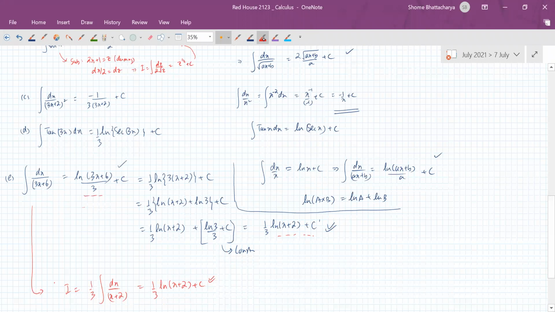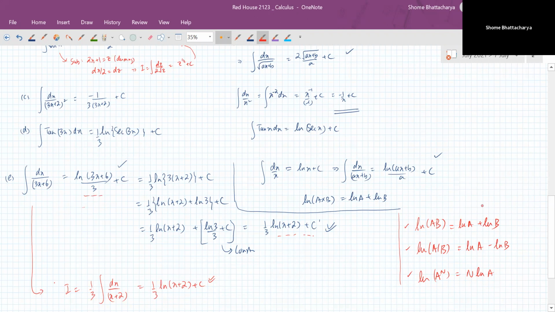So as always, these couple of properties of ln are pretty important. ln AB is equal to ln A plus ln B. Similarly, ln A by B is ln A minus ln B. And ln of A to the power n is n times ln A. So these are important properties. So these few examples of simple integration by substitution of a linear term are clear to all of you. Please do let me know in case of any doubts in any of the steps.